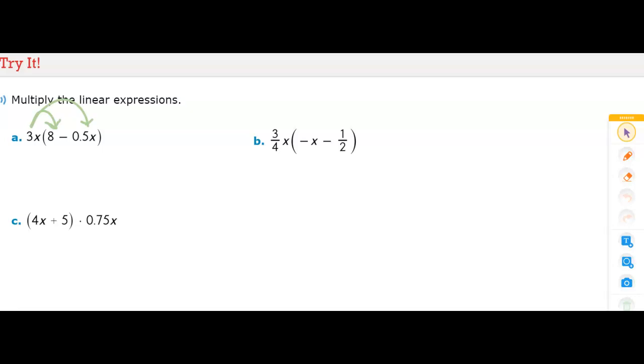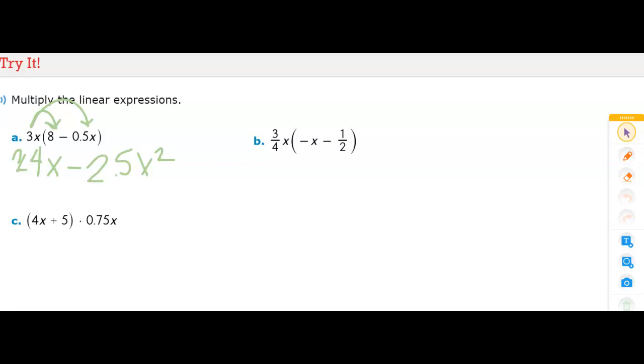So we have 3x times 8, which would be 24x, minus 3x times 0.5. And so that would be 2.5x squared because there are two x's. And then that'll be it because we would combine like terms, but because this is squared, we can't combine it. So that's as simplified as it can be.